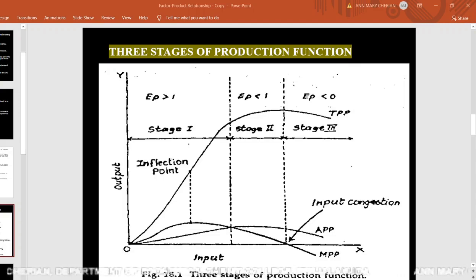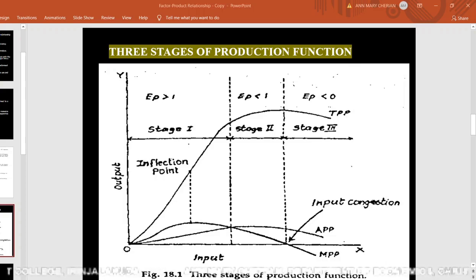And this stage 1 is considered as an irrational stage because technical efficiency of fixed resources is increasing here. Stopping the production at stage 1 is considered irrational. So stage 1 is the irrational production stage.